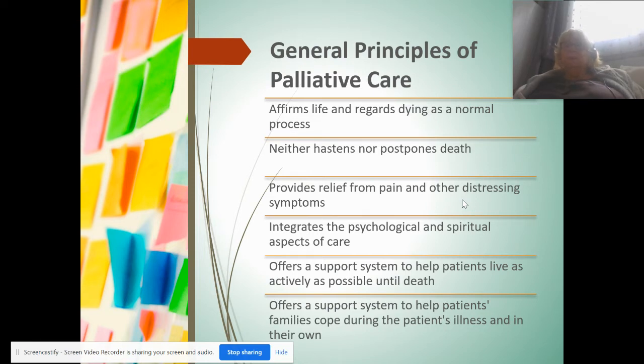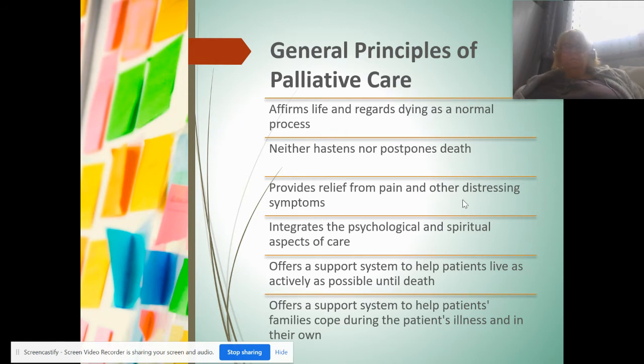It integrates psychological and spiritual aspects of care. Again, this is about holistic care and the care that you can give to your patients in a holistic way. So, if you can look after one aspect of their care, say a person is in pain, it'll affect their psychological well-being and it'll affect their spiritual well-being. So if you deal with the pain, you can then better deal with the psychological and spiritual.